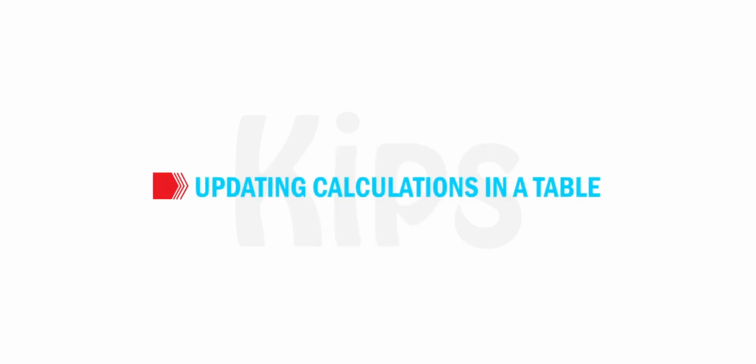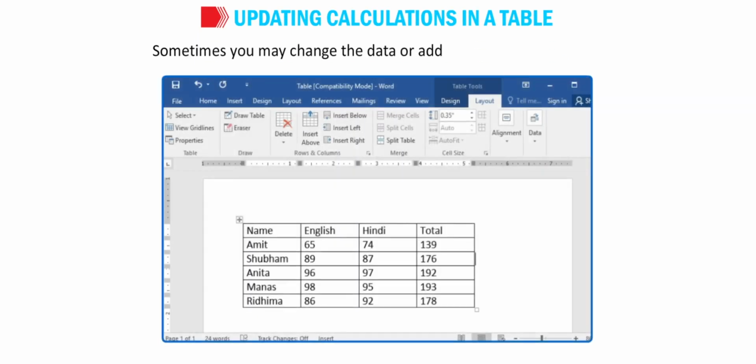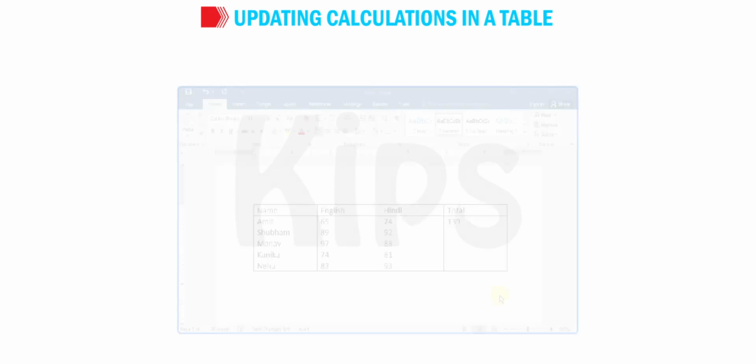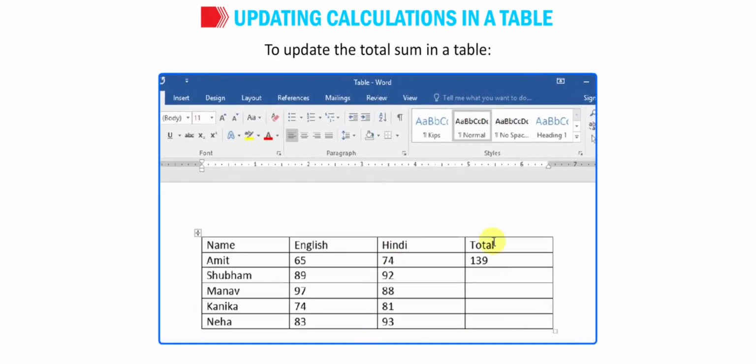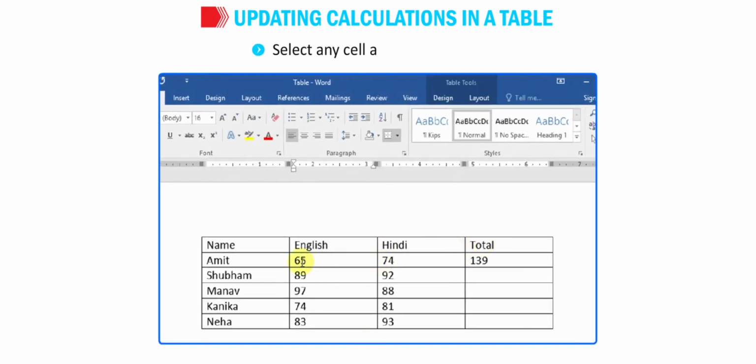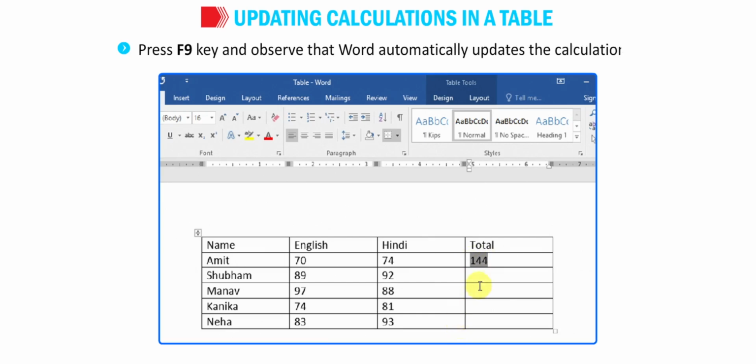Let us learn how to update calculations in a table. Sometimes you may change the data or add any new data in a table. Word provides a facility to update the changes. To update the total sum in a table, select any cell and change its data. Now select the data of the cell where the total sum is displayed. Press F9 key and observe that Word automatically updates the calculations.